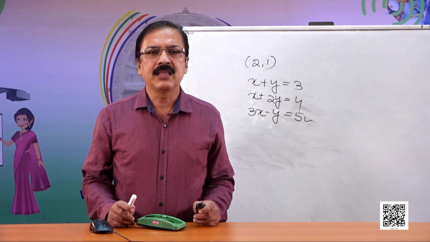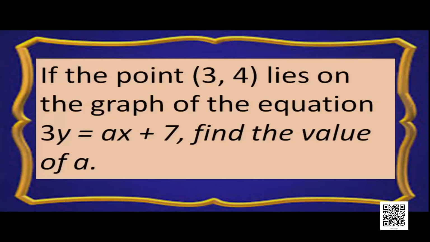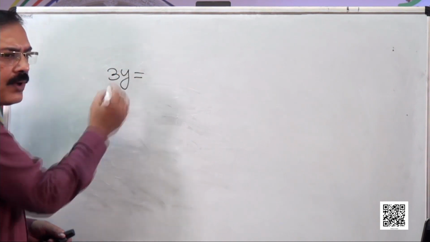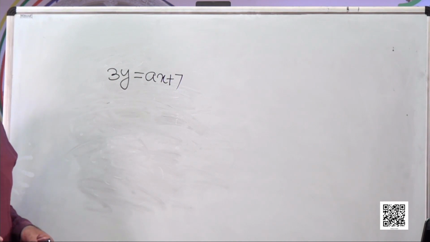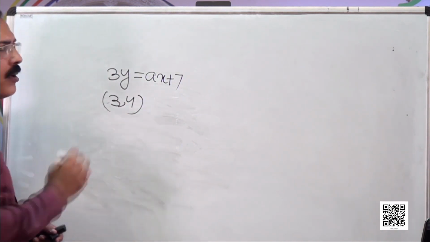Now let's see another example. If the point 3, 4 lies on the graph of the equation 3y is equal to ax plus 7, find the value of a. Now let's see. The equation is 3y is equal to ax plus 7. What is the solution? The solution is 3, 4.